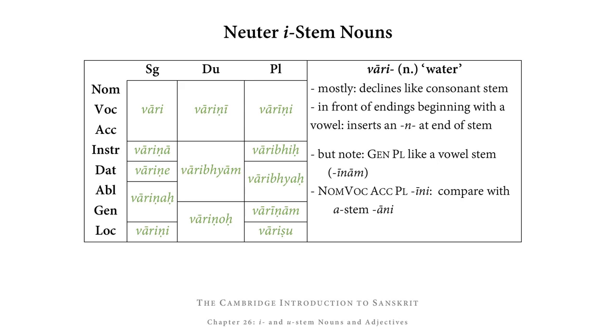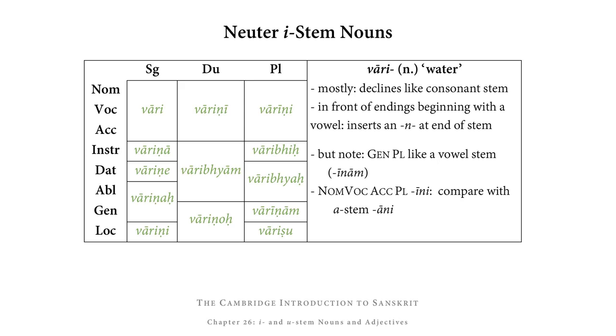In the dual, then, we have the ending E, which we already know from other consonant stem neuters. And in front of this E, we again find the N added, so we have the form vāriṇī for nominative, vocative, accusative dual. In the instrumental dative ablative dual, we have an ending that begins with a consonant, and this is just straightforwardly added to vāri, so we have vāribhyām. The ending for genitive and locative dual begins with a vowel again, and so we again find an N added between the stem and the ending, and so we get vāriṇoḥ as the genitive and locative dual.